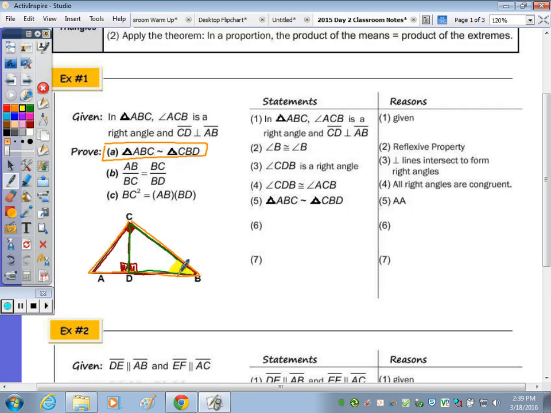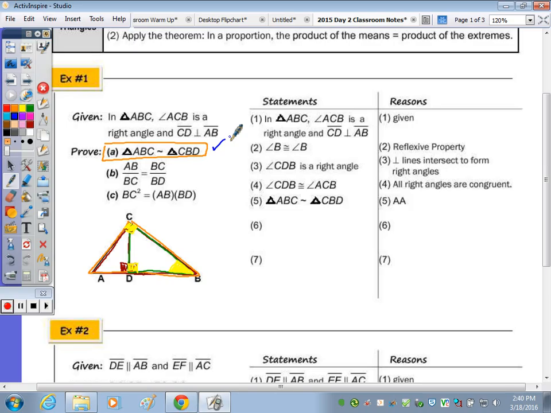CDB is a right angle. That's this angle right here, because perpendicular lines intersect to form right angles. And then CDB is congruent to ACB. This was a given, and all right angles are congruent. So by angle, they're similar. Questions on how we proved them to be similar? Okay, so that means part A is done.